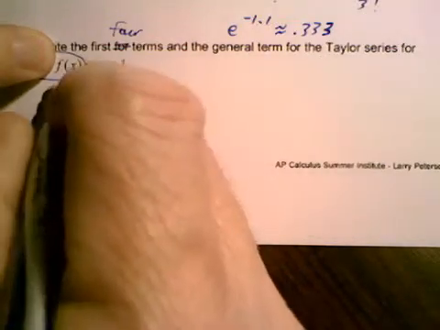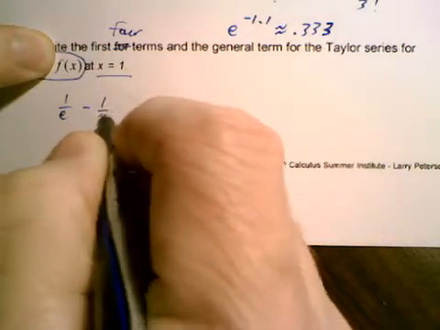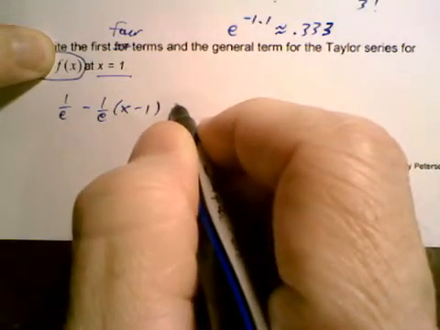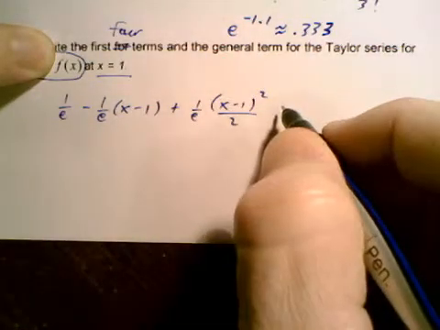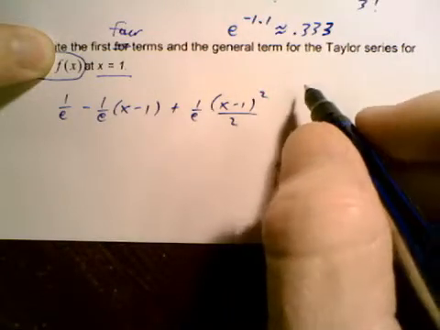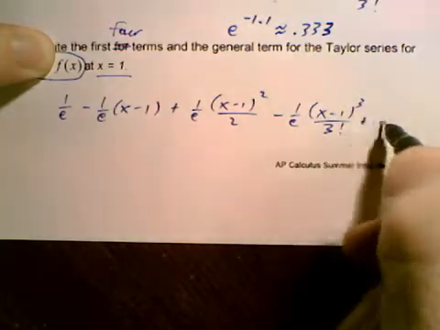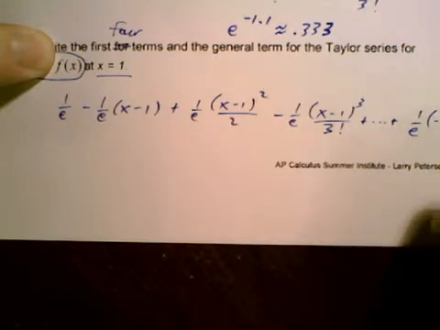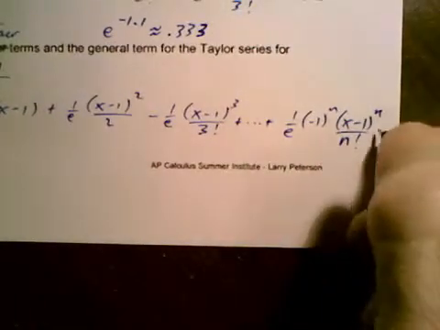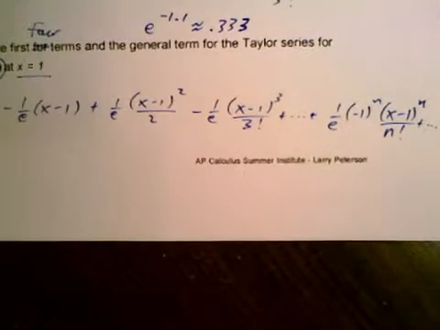So I'm going to keep my finger over that, and we have f of x equals 1 over e minus 1 over e multiplied by x minus 1 plus 1 over e times (x minus 1) squared over 2. Oh, we have the general term also. And then minus 1 over e times (x minus 1) to the third over 3 factorial plus dot dot dot plus 1 over e, and then we have a negative 1 to the n as well, times (x minus 1) to the n over n factorial, and then plus dot dot dot. And so there's our f of x.